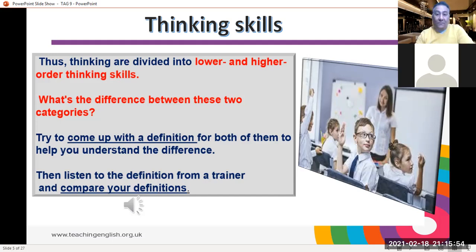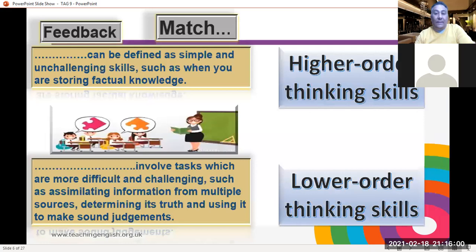Okay, Ms. Zainab, after listening to the definition of lower and higher order thinking skills, let us go to this question. Simple and difficult skills. Yes, lower is simple skills and higher is difficult and challenging skills. Yes. Here is our feedback for that.